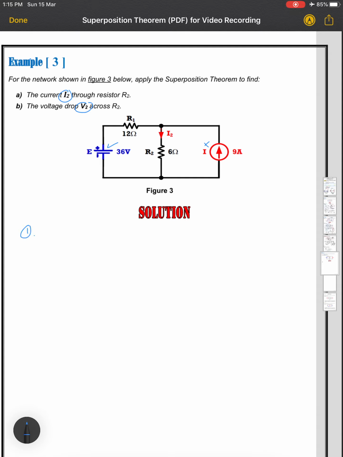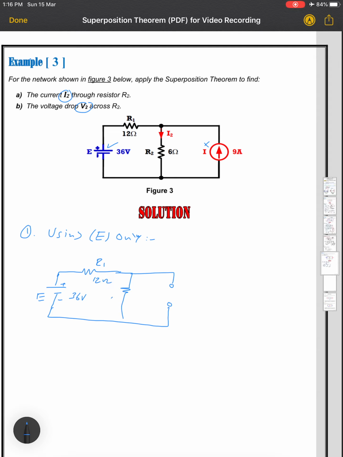So let's start now. Number 1, you will be using what? E only. Okay, so let's redraw the circuit. I will keep my voltage source as it is, and I will remove my current source by opening its terminals. So here positive, negative 36 volts, which is the source voltage E, R1 12 ohm, R2 6 ohm.